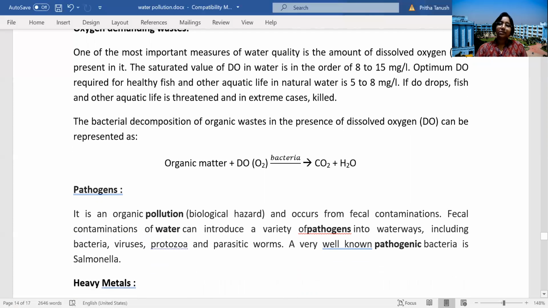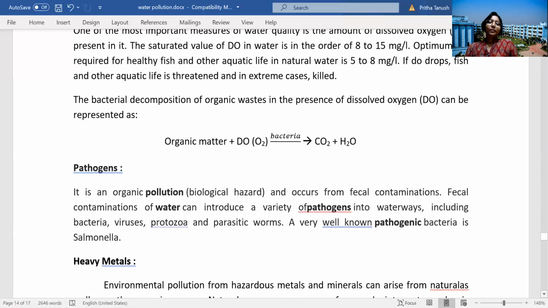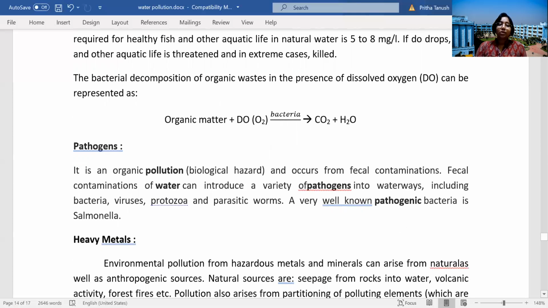Next is pathogens. A pathogen is a microorganism like bacteria, virus, or protozoa which causes disease. So these are the microorganisms which cause disease. There are different types of pathogens, and different types of disease: waterborne disease, water wash disease, water-based disease, and water-related disease.